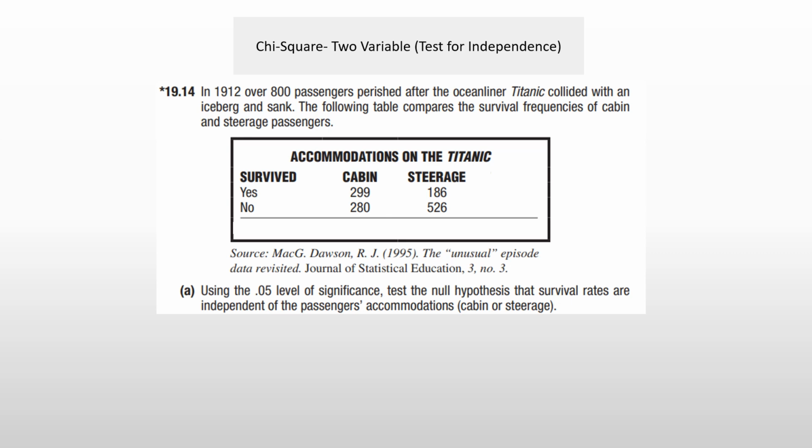Whereas with a one variable, you just have police and military people. Or in this case, if this was a one variable, you just have the cabin and steerage people. You wouldn't have another version of them, like those who survived and those who didn't. So it's important that at the start of the question you decide what it is. Here we decide that it is a two variable one.